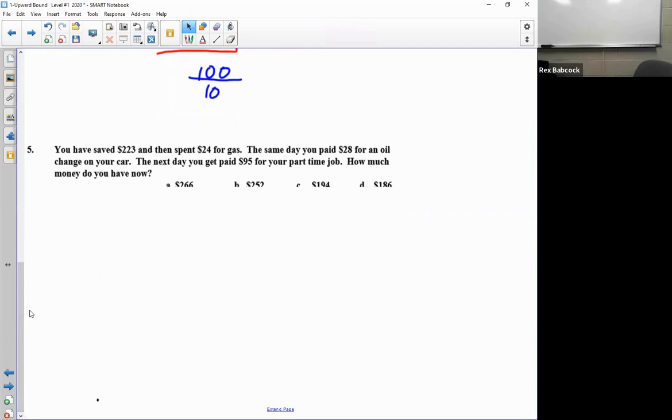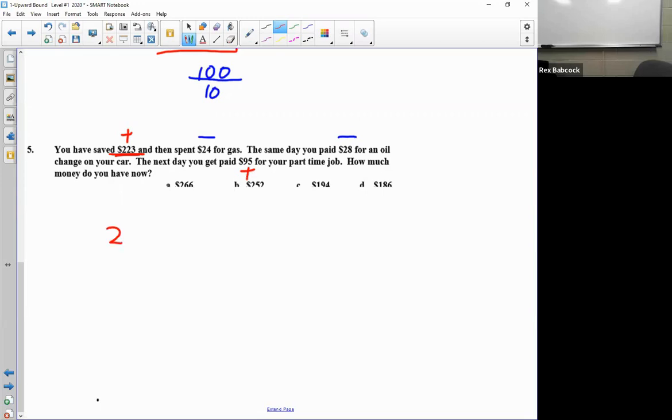And the last one, application, working with numbers. I saved $223, that's positive. Then I spent, oh, that's negative, $24 for gas. The same day I paid for an oil change, so that's money out of pocket, but the next day I get paid, oh, that's plus money. How much money do I have?